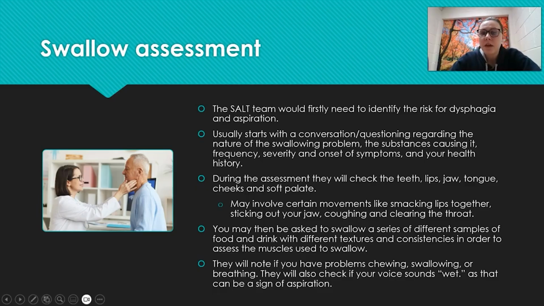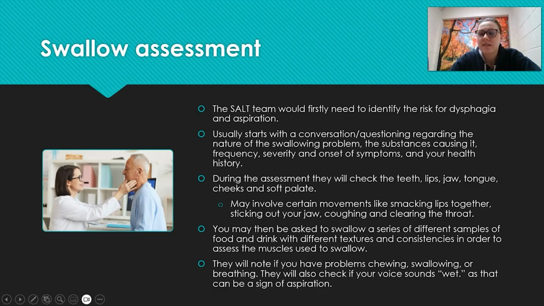They may also want to have a look at your teeth, your lips, your jaw and your tongue, cheeks and soft palate, and they may ask you to do certain movements such as smacking your lips together, sticking your jaw out, showing them how you cough and how you'd clear your throat.